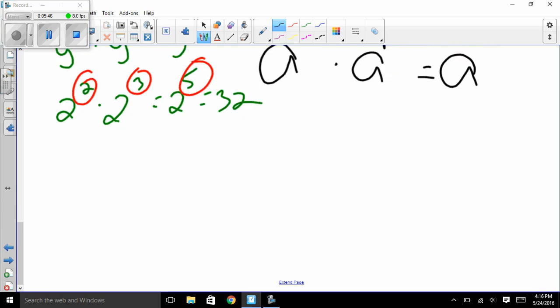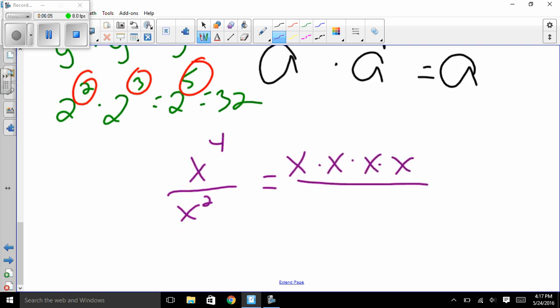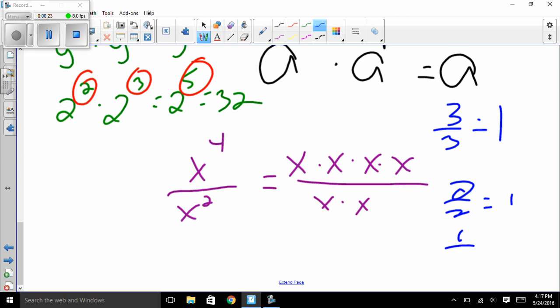Next, we're going to take a look at what happens when I have, say, the example x to the fourth over x squared, and what my answer is going to be. Well, again, we know that by the properties of exponents, on top I have 4 x's, on bottom I have 2 x's. Recall for a second with me that if I have the number, say 3 over 3, don't my 3's just cancel out and give me 1? Or maybe 2 over 2 gives me 1? Or 6 over 6 gives me 1? Anything that matches the top and the bottom ends up just canceling out.